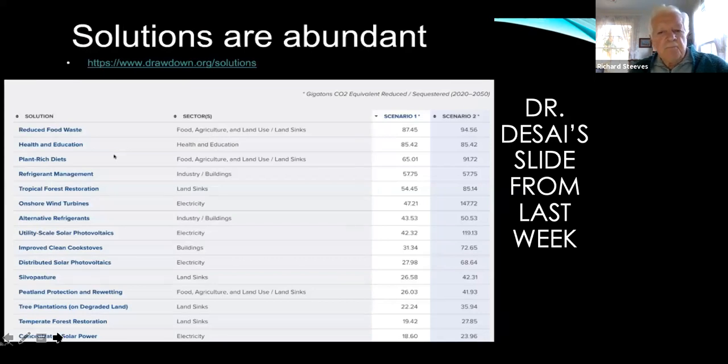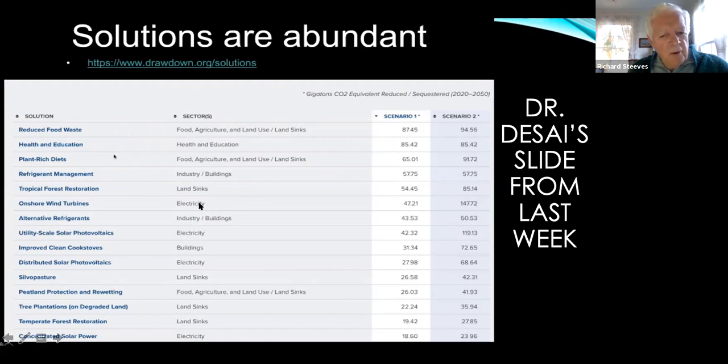Dr. Desai gave a wonderful talk, I thought. And this was one of his, I'm not sure what it was in the sequence, but I think it was one of his later slides. He got it from drawdown.org. And I present it here because as I looked at it, I thought these are some sort of factors, gigatons of CO2 equivalent that would be reduced by doing these various things: reducing food waste, we talked about that, health and education obviously relates to population control, plant-rich diets, and so on.